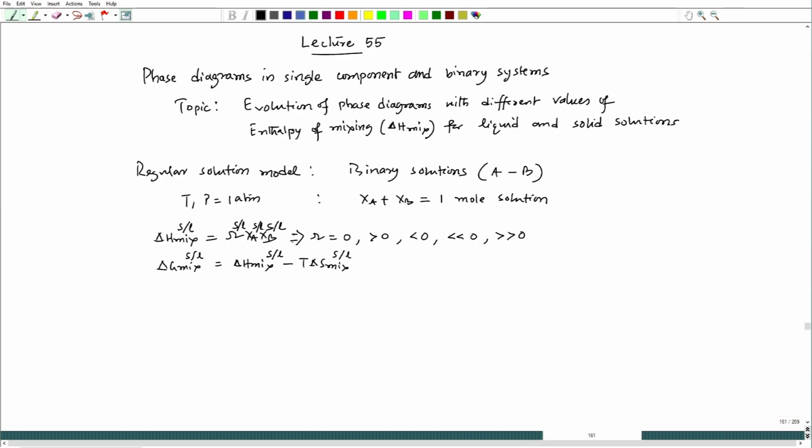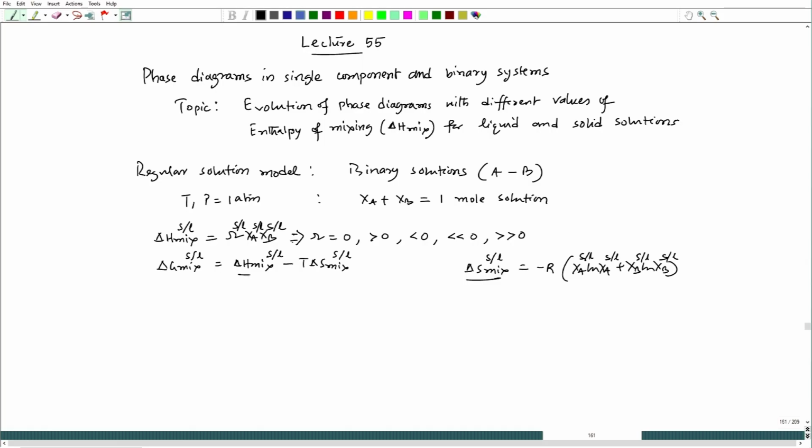And in fact, delta S mix is minus R times x_A ln x_A plus x_B ln x_B, where if we consider solid, then everything should be considered as solid. And similarly, if we consider liquid, everything should be considered as liquid. Fine, all the compositions. And interestingly, this one does not change whether you consider solid or liquid at a particular composition. Okay, fine. So, that remains same.